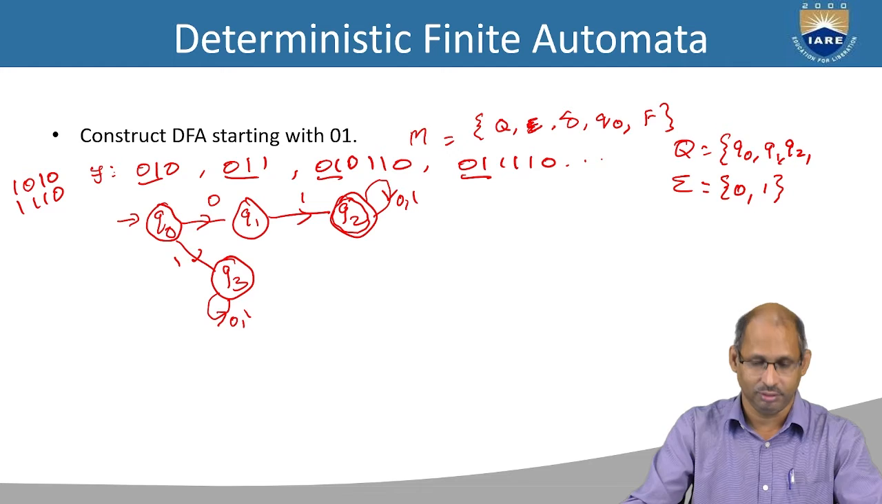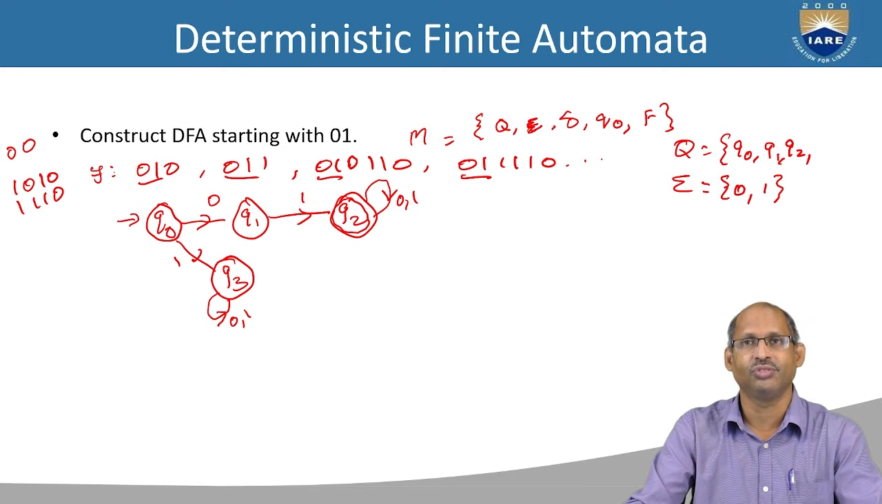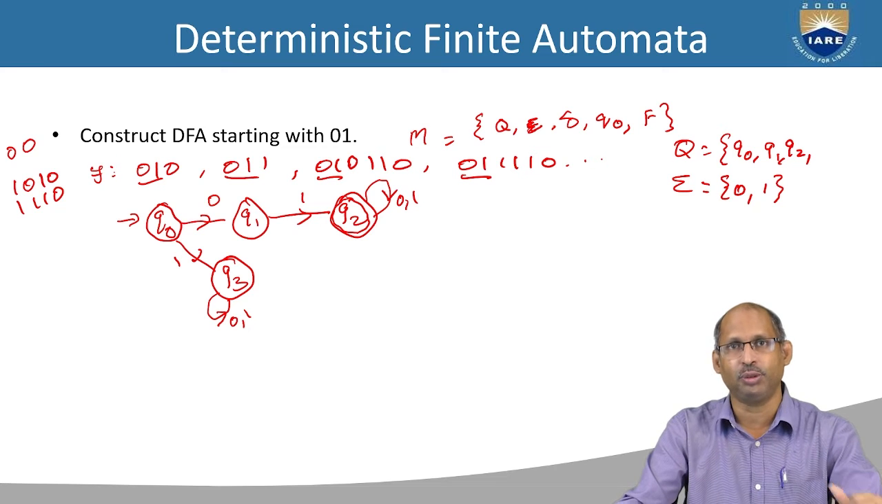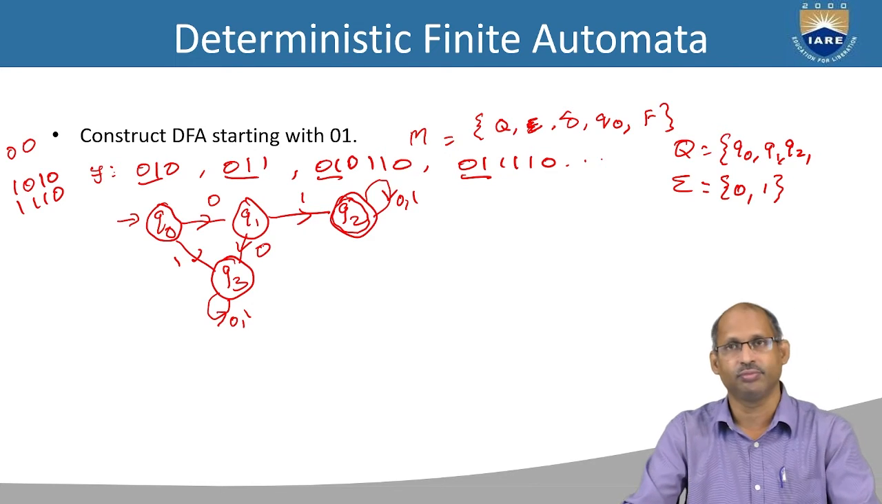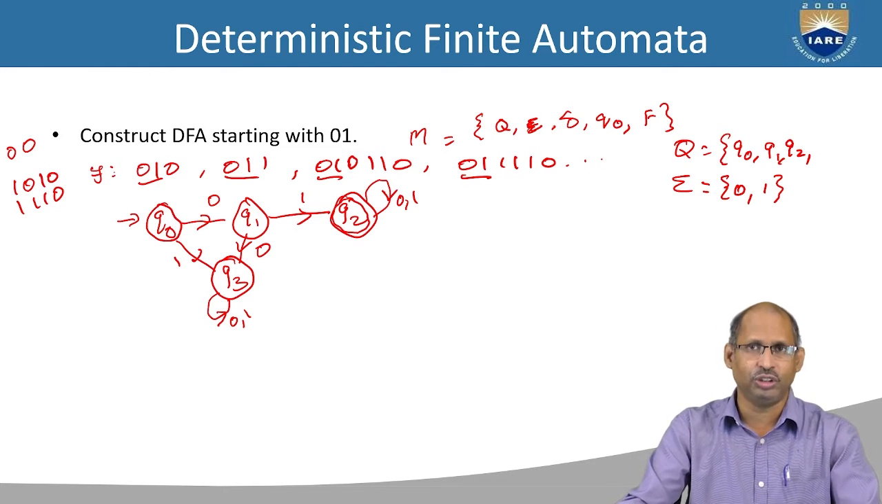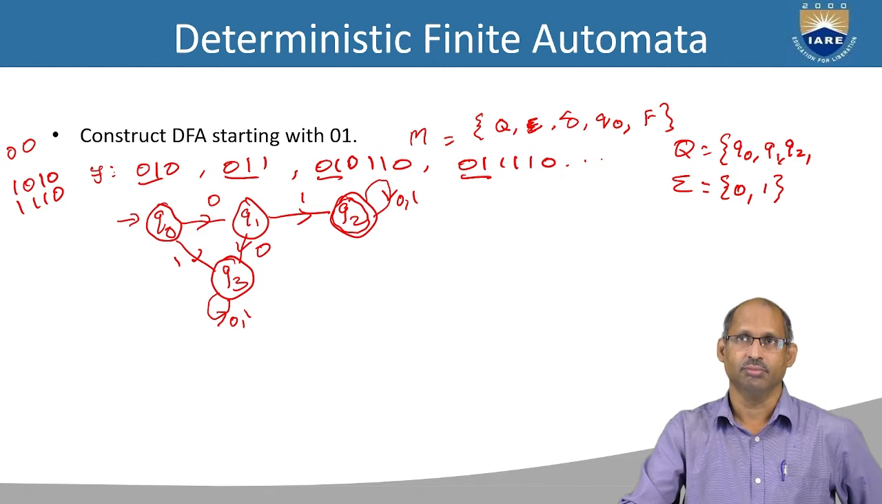But if it is followed by 1 means the string 0, 1 is an acceptable form. But 0, 0 is not acceptable. So Q1 on 0 goes to Q3, a non-final state. After two zeros, any number of zeros or ones is also not acceptable. Right? Any number of zeros or ones, it is not acceptable.